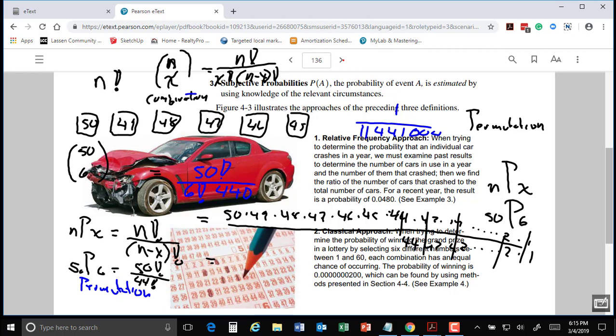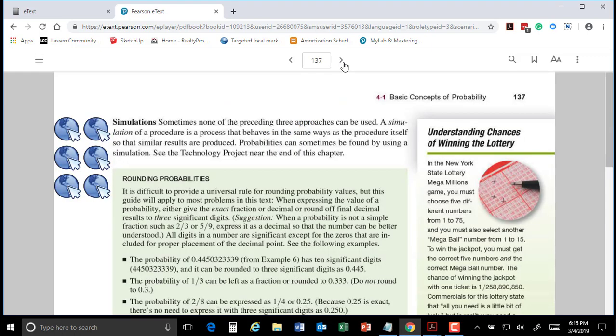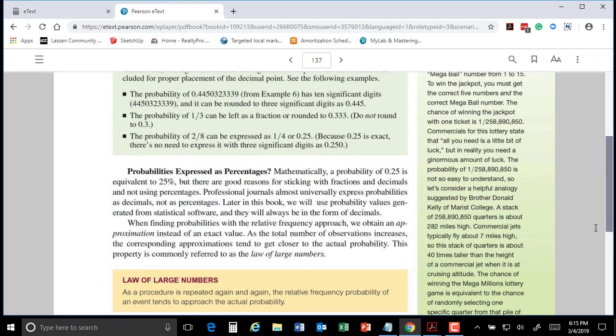And now, so we got that one anyway. Let's go on. It's hard to cover all the material. Okay, you can read that. That's about rounding, how to round. I don't want to do that.